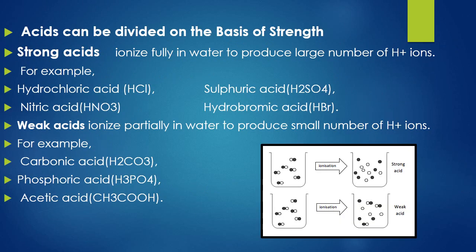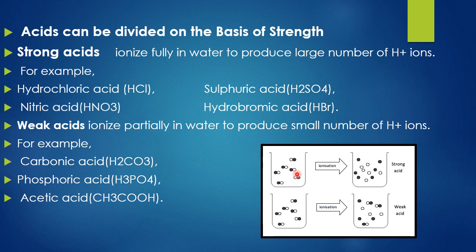Acids can be divided on the basis of strength. What is strength? Strength here means the number of hydrogen ions that an acid can produce when it is dissolved in water. On that basis, acids are said to be strong or weak. Strong acids are those acids which completely ionize in water to produce a large number of hydrogen ions. Examples: hydrochloric acid, sulfuric acid, nitric acid, hydrobromic acid. All these acids are said to be strong acids.